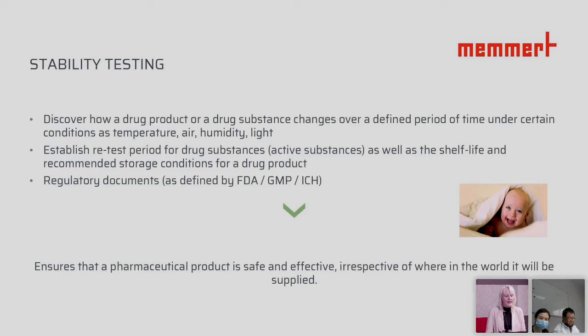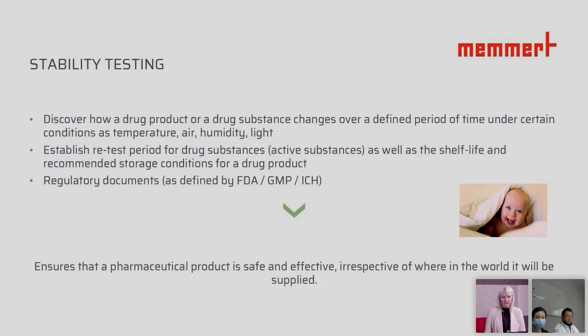So that means establish a retest period for drug substances as well as the shelf life, and recommend storage conditions for drug product. So that means now we have to find out how long can the product be used, how long is it safe, and which are the storage conditions for the product. And it is a regulatory document which is according to ICH, FDA, and of course GMP has to be followed during the full process of manufacturing.